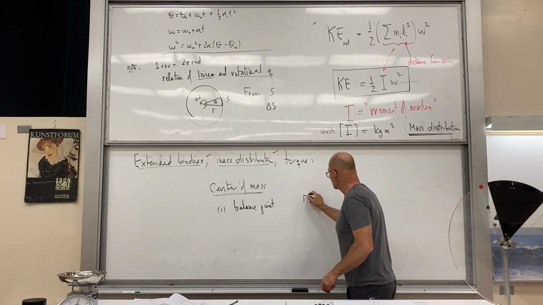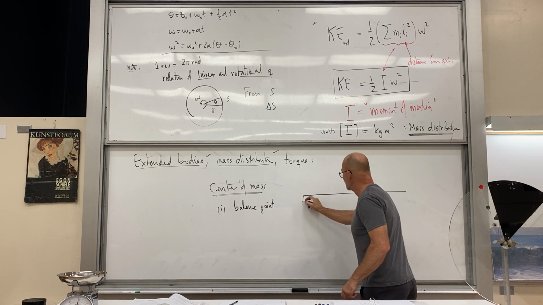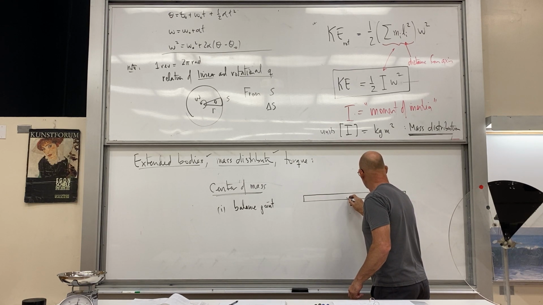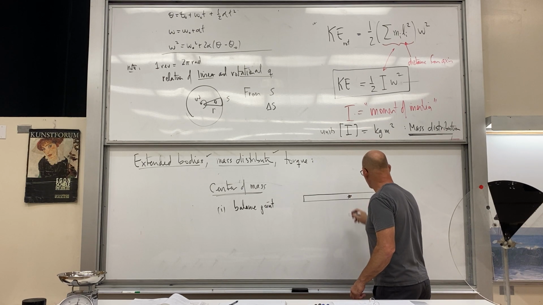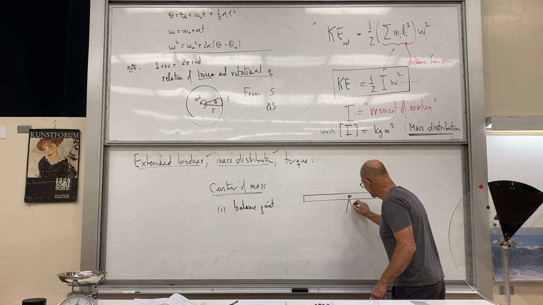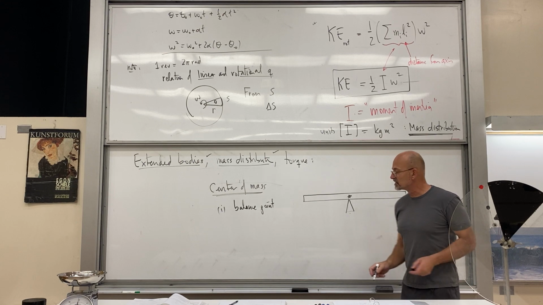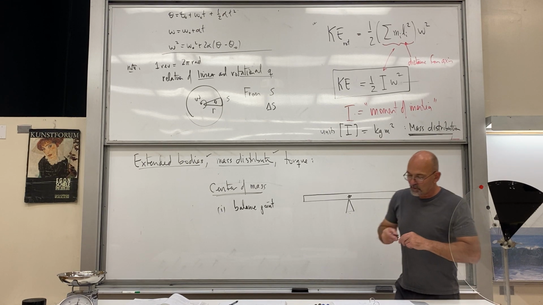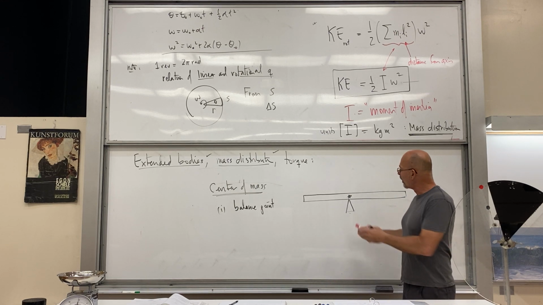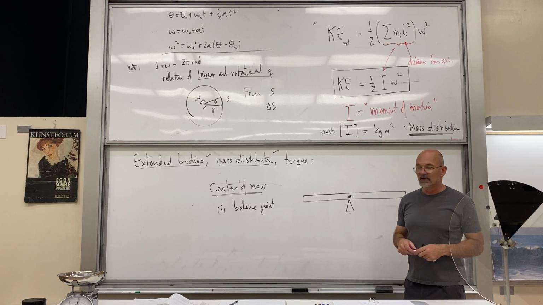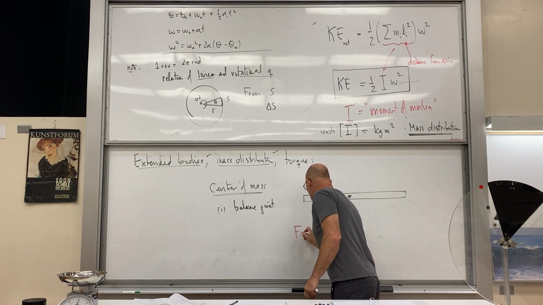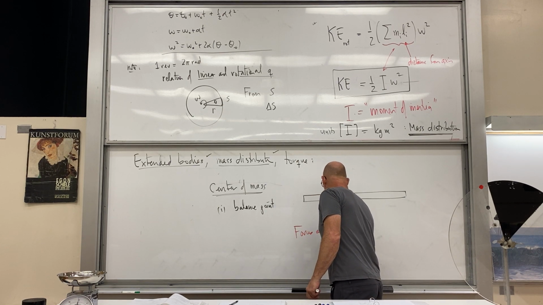I've got the ruler, and I'm balancing it here. I'm going to define that center of mass as a star, and I'm balancing it here on my finger, on a wedge. And what we want to ask is, what are the forces acting on the meter stick?